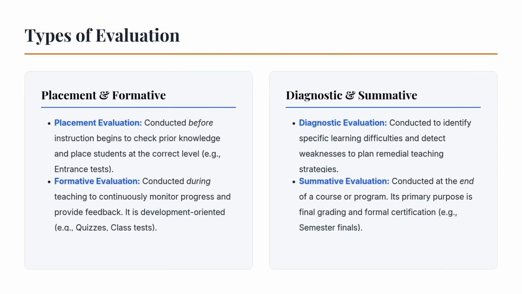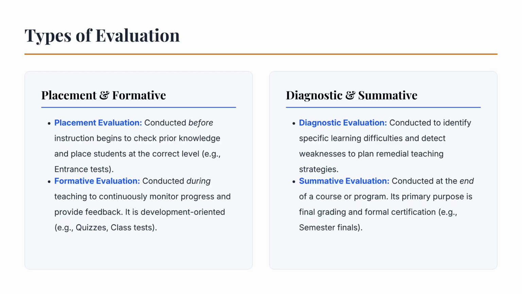Types of evaluation. Placement evaluation happens before instruction to check prior knowledge, like an entrance test. Formative evaluation is continuous and happens during teaching to provide feedback, like a class quiz. Diagnostic evaluation identifies specific learning difficulties so the teacher can plan remedial teaching. Lastly, the summative evaluation happens at the very end for final grading, like your semester exams.